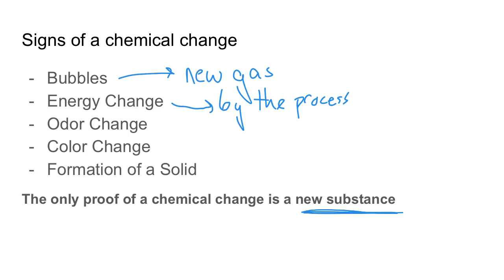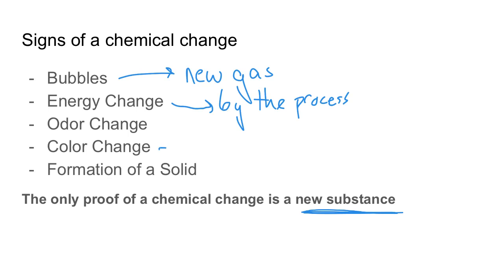by the chemical process. So this would be something like an explosion where all of a sudden we put in just a little bit of energy, we get a huge amount of energy out. There's an energy change happening there. This odor change, that one's pretty self-explanatory. Like I said, you could have a new gas that's formed, a new substance that's being given off. That would be a really sure sign of a chemical change.